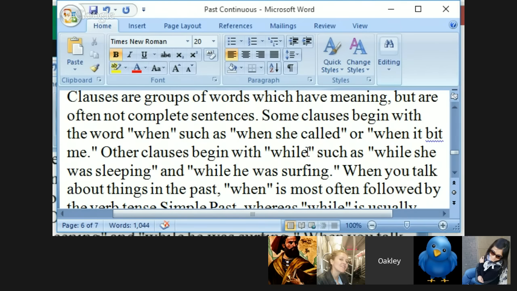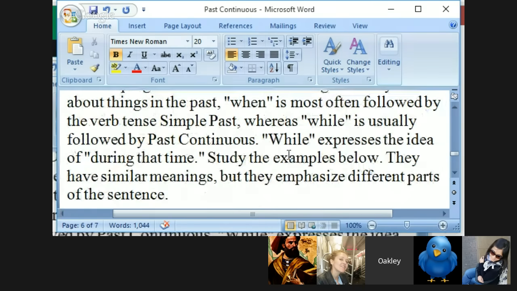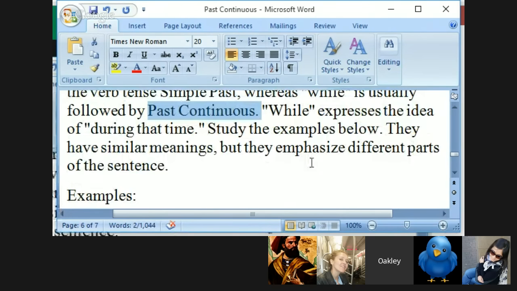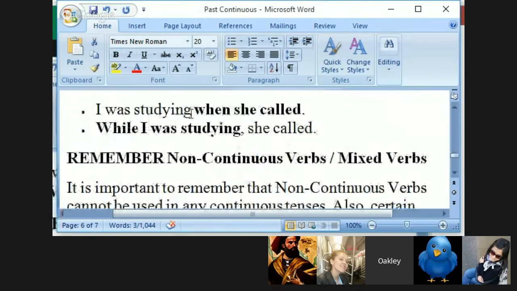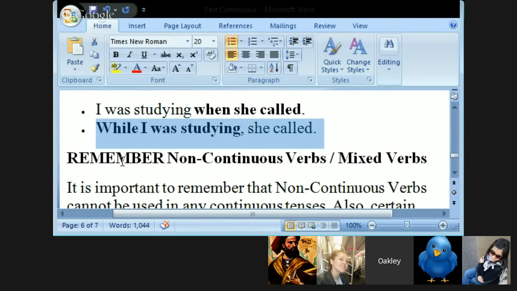Okay. Some clauses begin with the word when, and others begin with while. When is, as I said earlier, usually followed by the simple past, and while is usually followed by the past continuous. So there you go. While expresses the idea of during that time, so it only makes sense. I was studying when she called. While I was studying, she called. So you can swap the sentence there. You can change it around using when in one clause and then while in another clause. You can always do that, pretty much always.